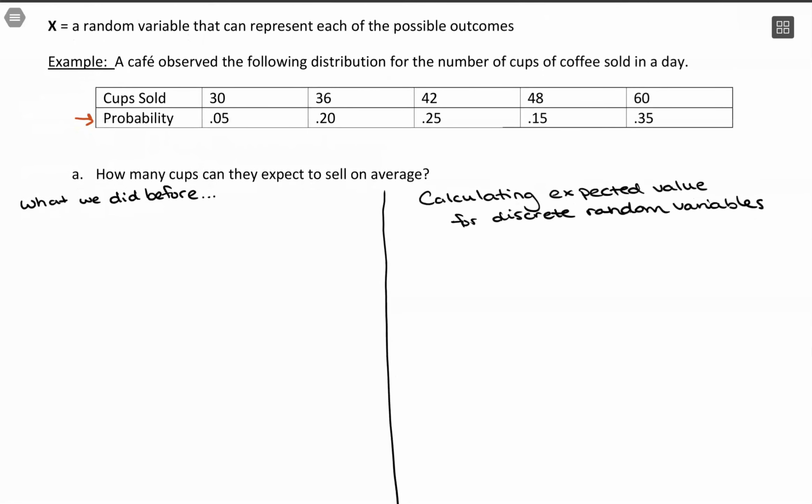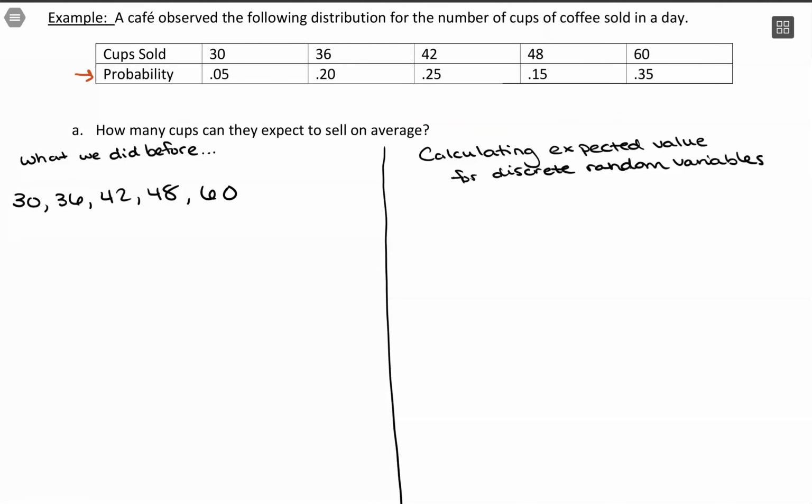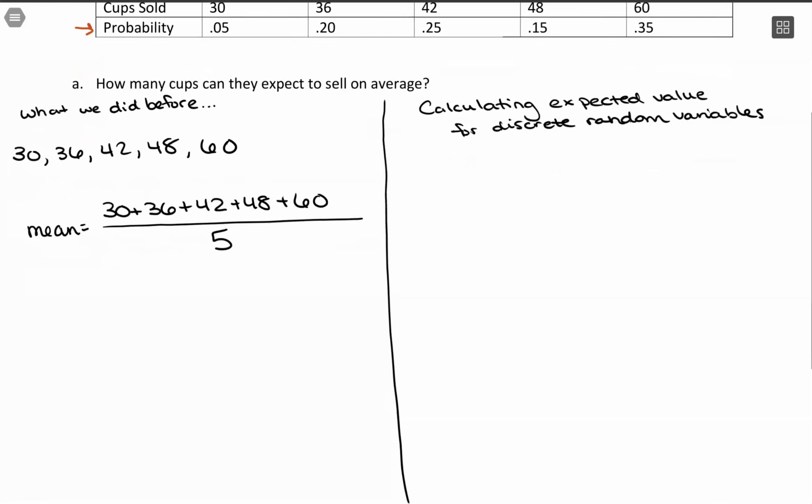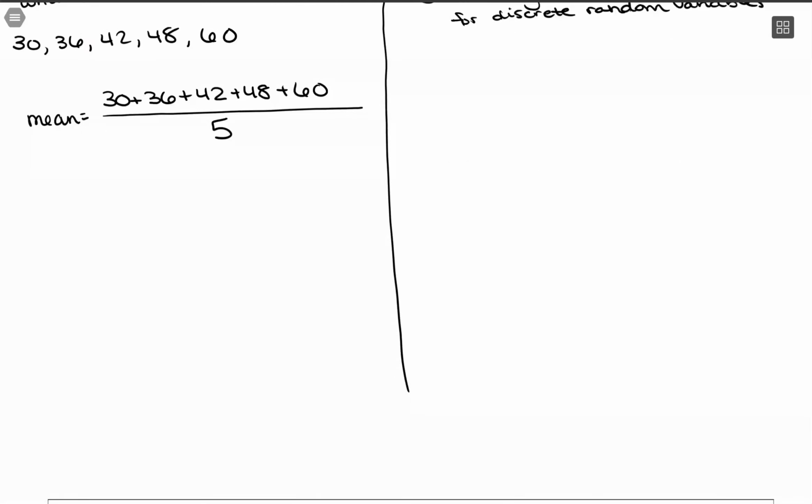The key is that we have our data. So we have this 30, 36, 42, 48, and 60 for number of cups of coffee sold in a day. And if we just wanted to know the average or the mean, then what we would do is add them up and divide by how many there are, which there are 5 values. I'm just going to put the solution down a little bit because I'm going to rearrange this formula so you can see how we're going to move on to our next step more clearly. But this is going to come out to be 43.2.